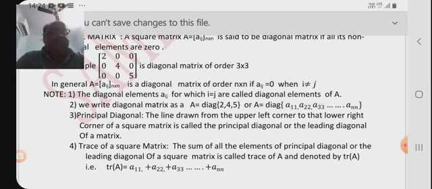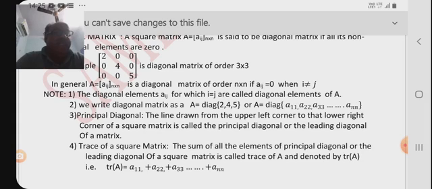Next remark: trace of a square matrix. What is the trace of a square matrix? The sum of all elements of the principal diagonal or the leading diagonal of a square matrix A is called the trace of A, and it is denoted by trace A, that is, trace A equals A11 plus A22 plus A33 plus dash plus Ann.